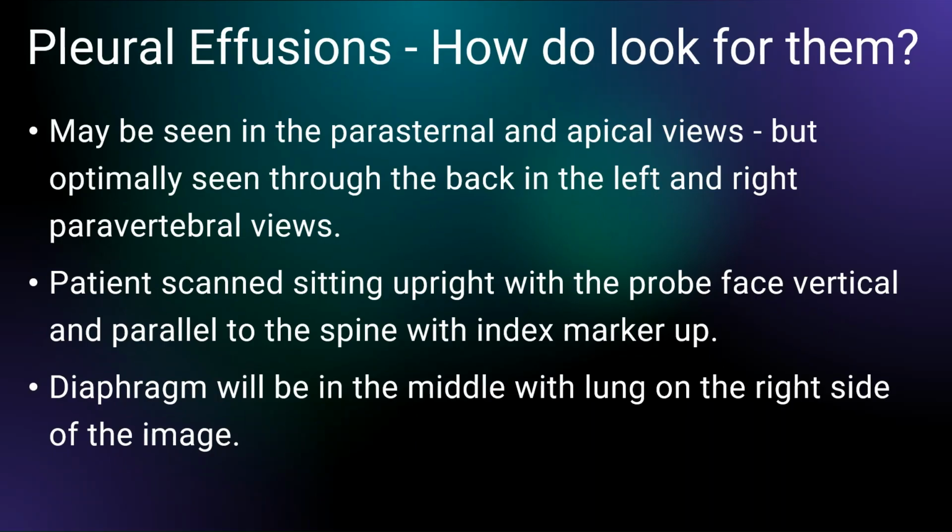And so how do we look for them? We're looking at the back, so I'll get the patient sitting upright. Even though we can see them in parasternal and apical views, we can't really grade the amount in those views compared to looking at the paravertebral window.